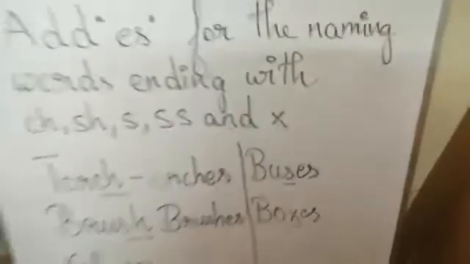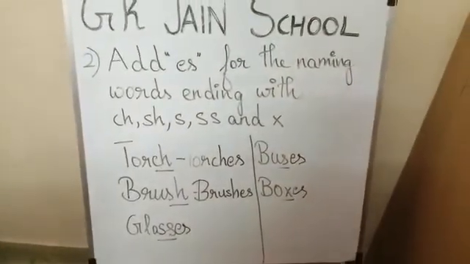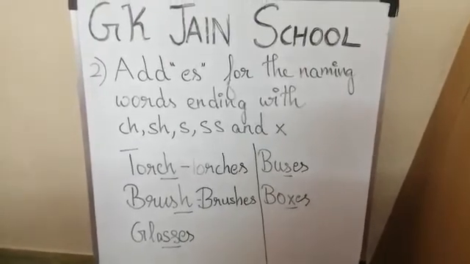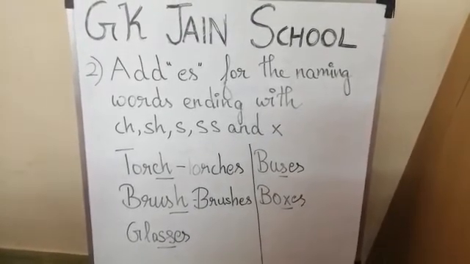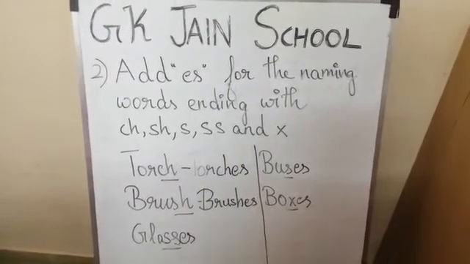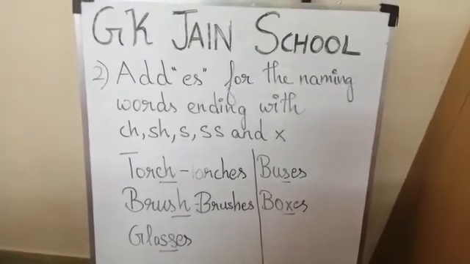Now you understand, children? Add es for the naming word which ends with ch, sh, s, ss and x. Now you understand how to write the plural form for these words? Okay, children.